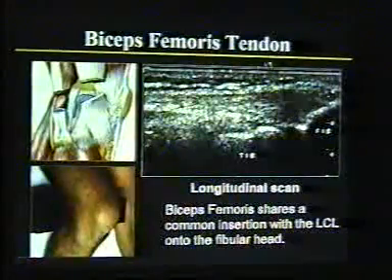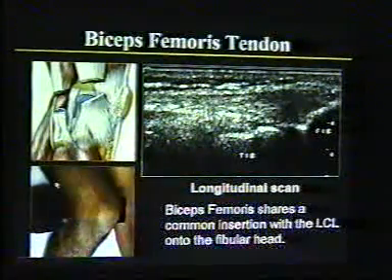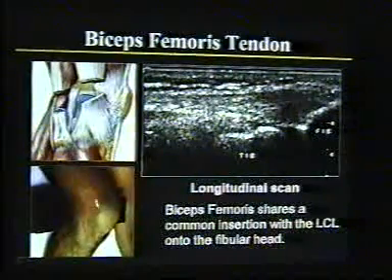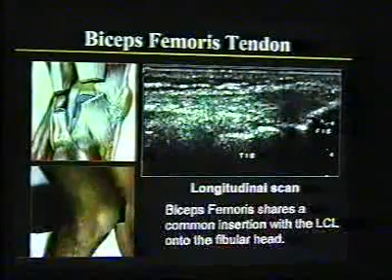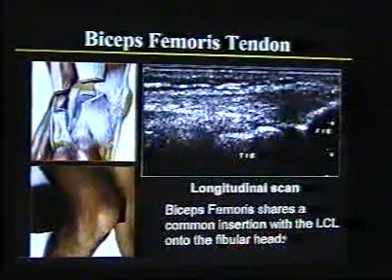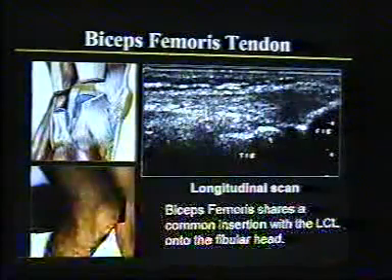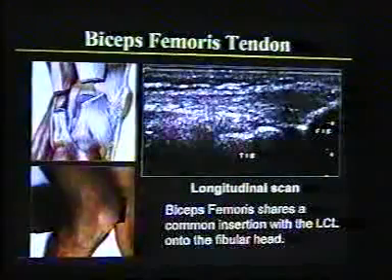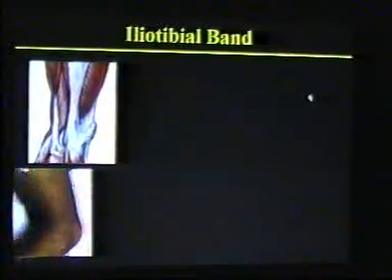For the biceps femoris tendon, we put our probe here at the joint which is semi-flexed, and we get a longitudinal scan of that. This is the fibula and tibia. And biceps femoris shares a common insertion with the lateral collateral ligament into the fibular head. So you can see the biceps tendon along with the lateral ligament inserting at the fibular head.